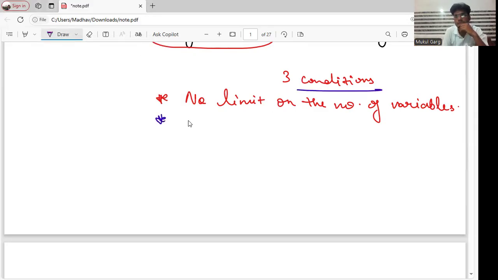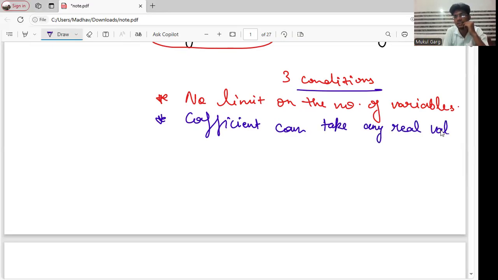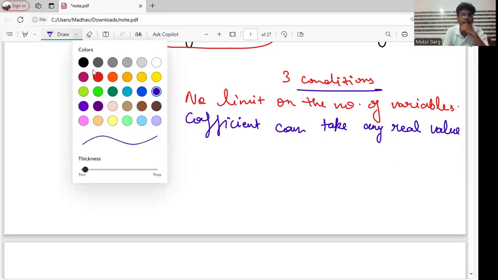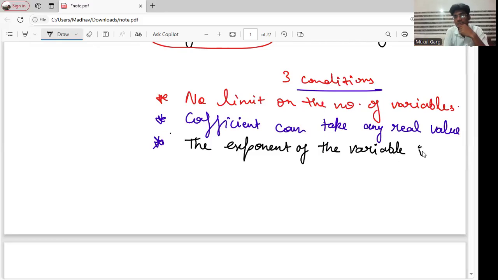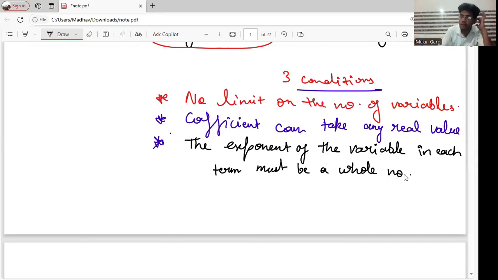Second condition is coefficient can take any real value. The third and the most important condition is that the exponent of the variable in each term must be a whole number. ये सबसे important condition है. Must be a whole number.